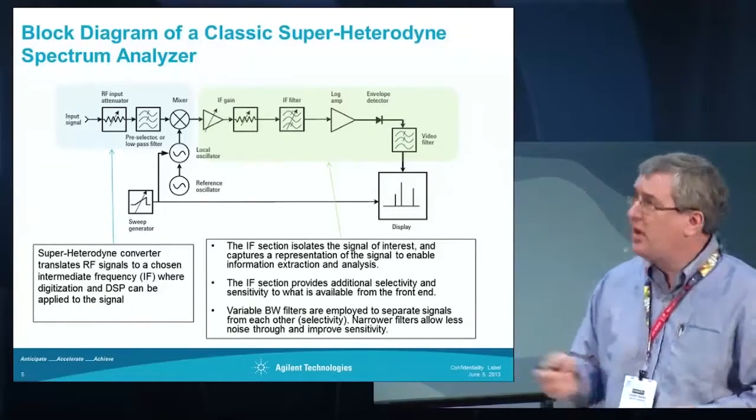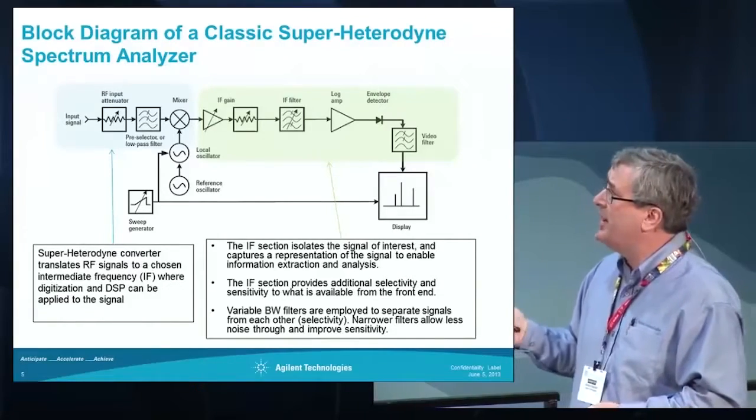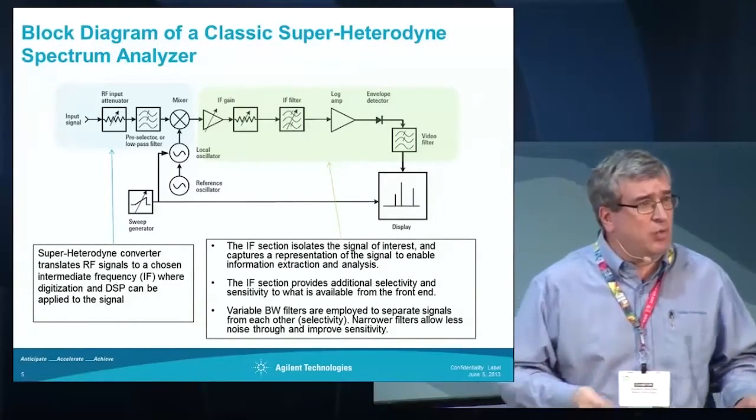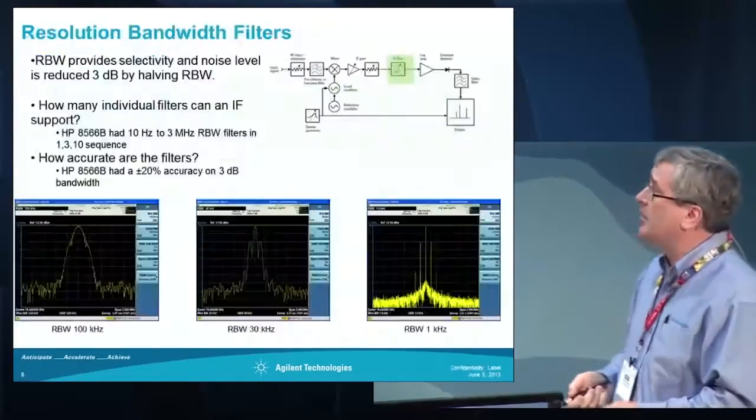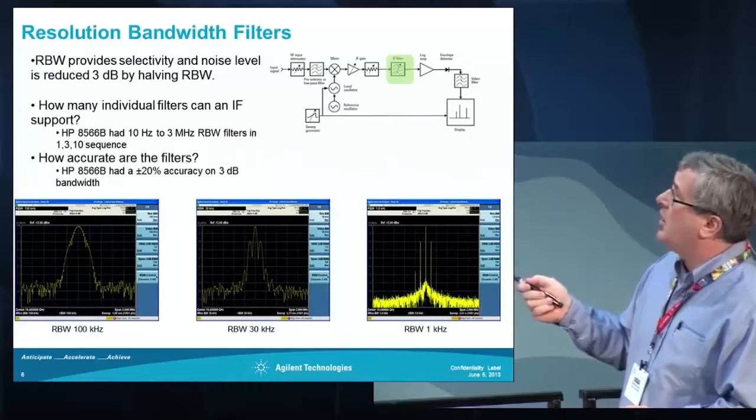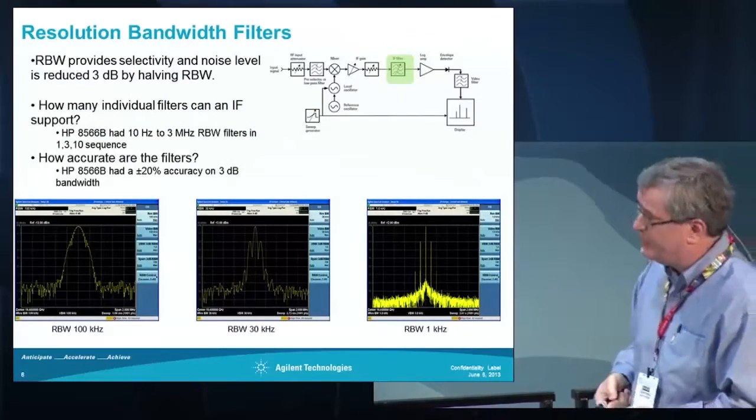So what was the figure of merit for this design? If you were trying to make a really competitive digital IF, what were the things you were concerned about? So let's go look at that quickly. Well, the first thing was this block here called the resolution bandwidth filters.